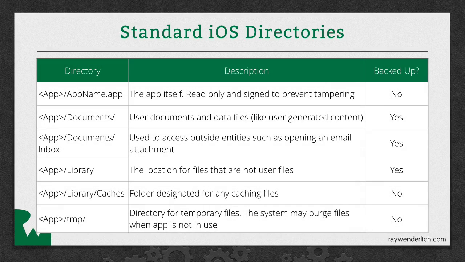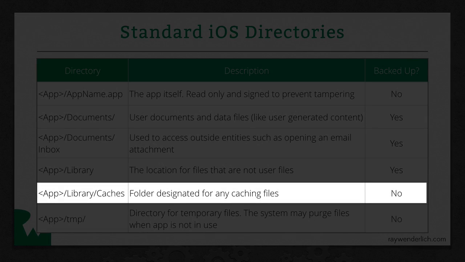Inside your library folder, there's also a caches folder. And this is for the smooth operation of your app itself. So you're going to want to put anything that would make your app run faster within the caches folder. And this is not backed up.